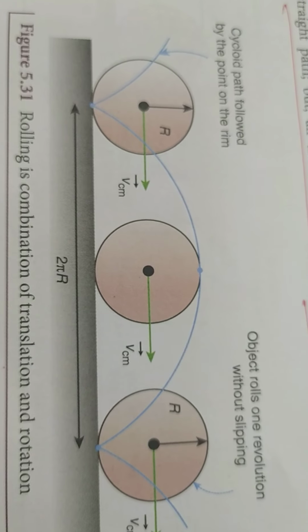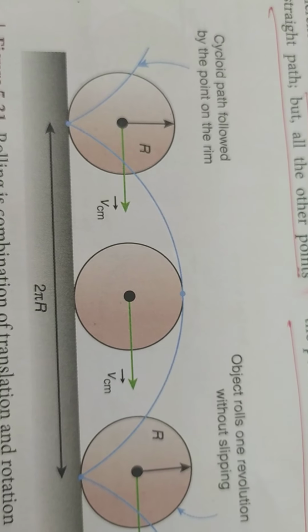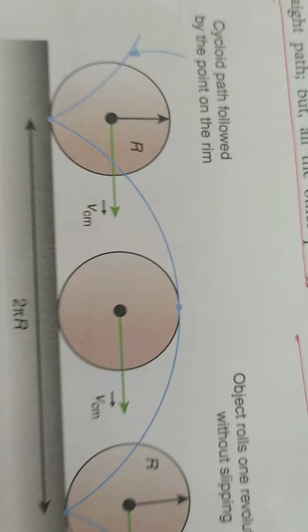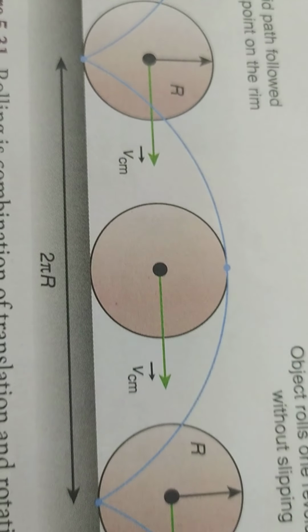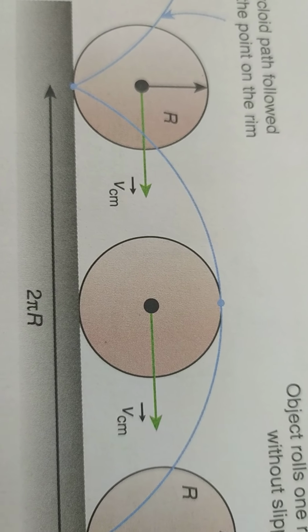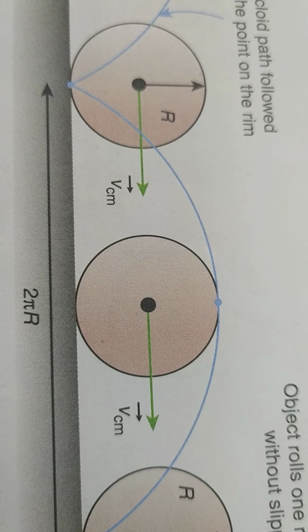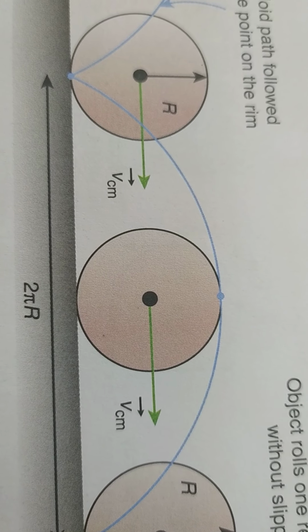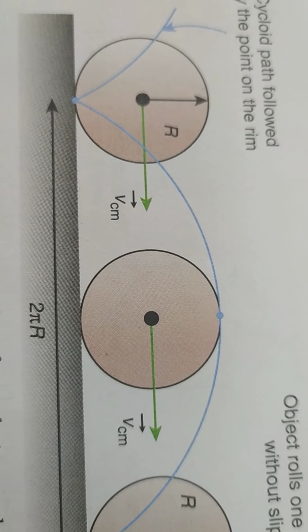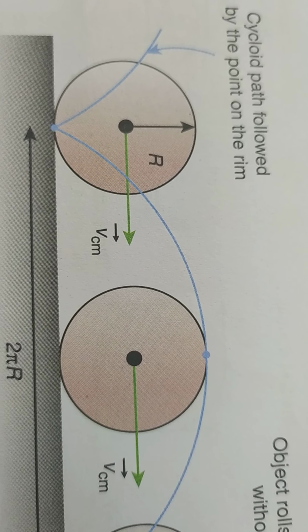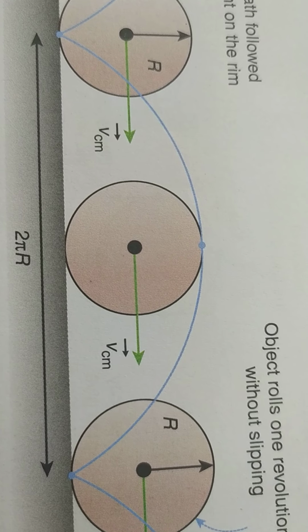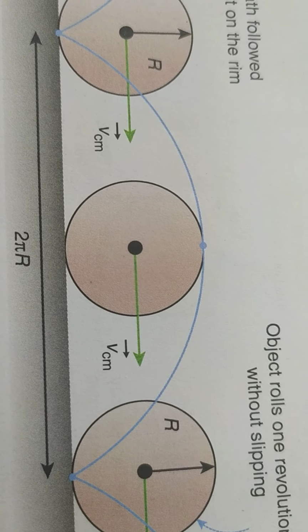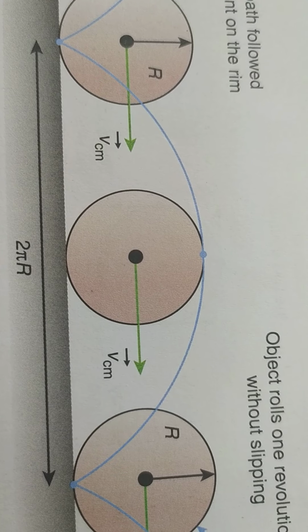When you see this diagram, this is the disk which is rolling on the horizontal surface, and the center dark point is called the center of mass. When the disk rotates along the horizontal surface, the center of mass will move only in the translation direction, that is, in the straight line direction. Whereas any point on the edge of the disk will move in a cycloid path, and this blue line represents the cycloid path of the point at the edge.